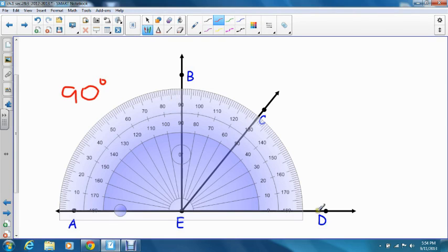Okay, now let's measure this one. This one's kind of an easy one to measure as well. I want to measure DEC. If I look, I don't want to use the outside set of numbers because it starts at 180, so I don't want to use that. But the inside starts at 0, so I want to use these numbers. If I go from 0 to that ray, that would be 50 degrees.